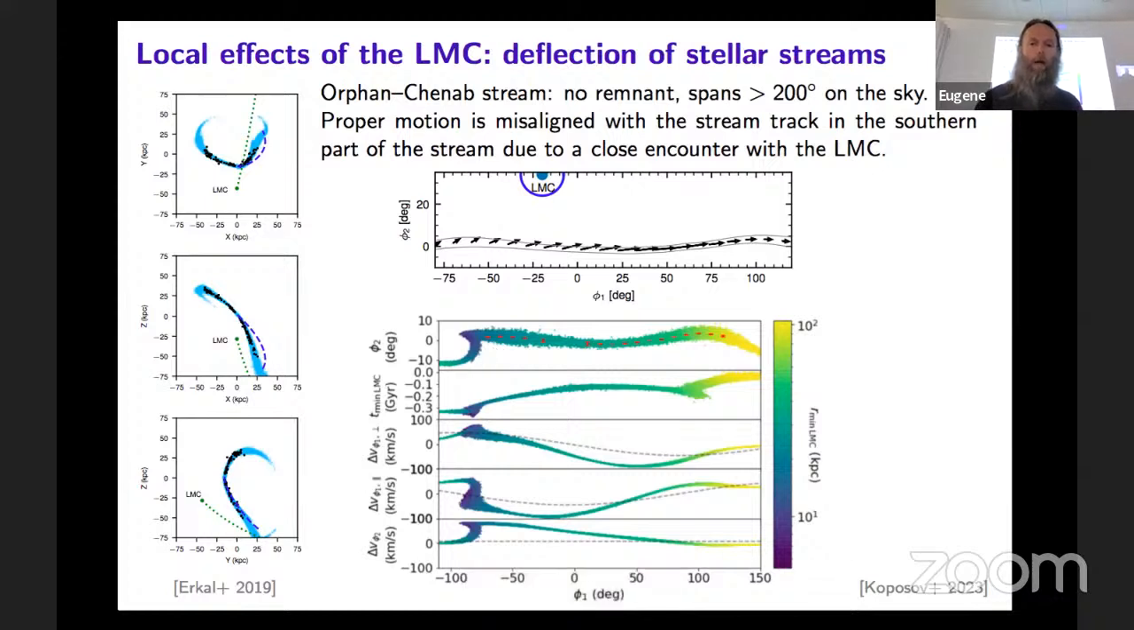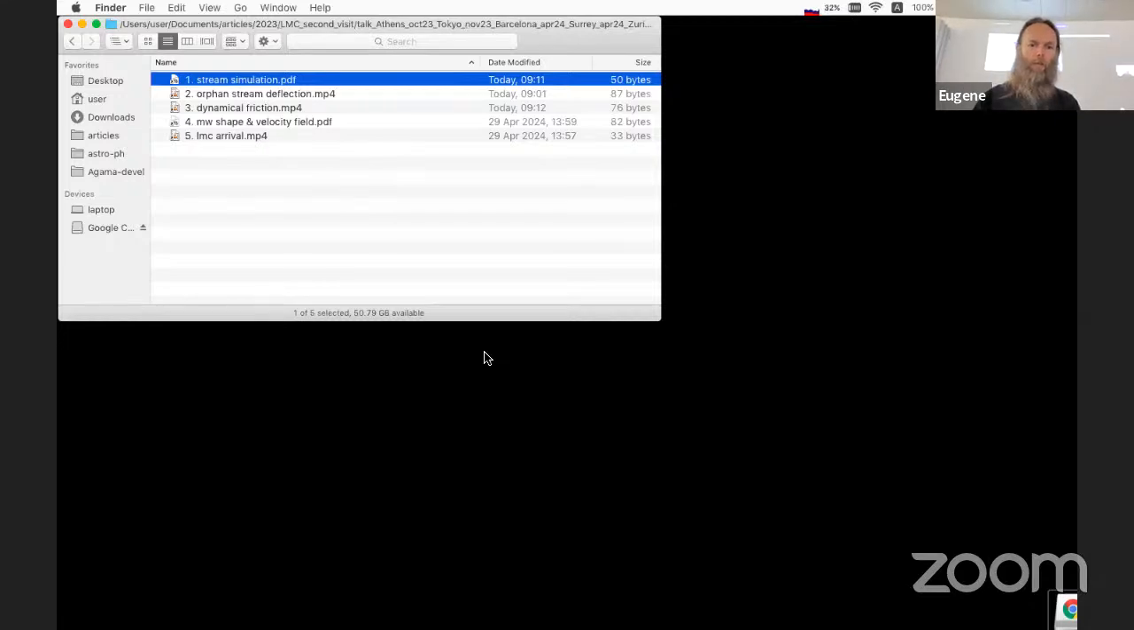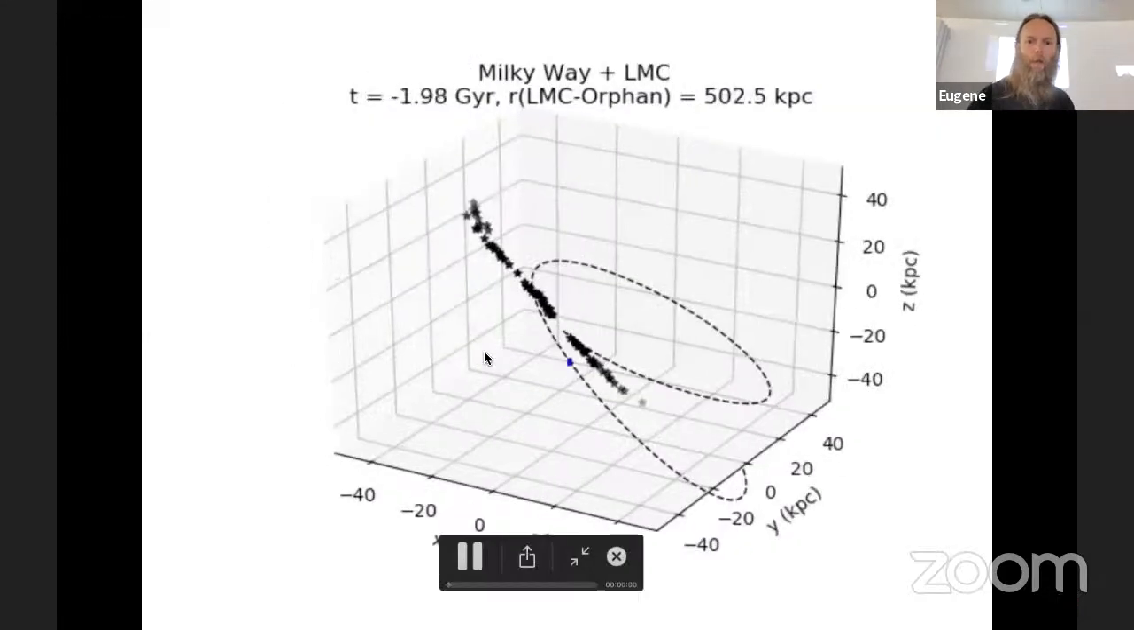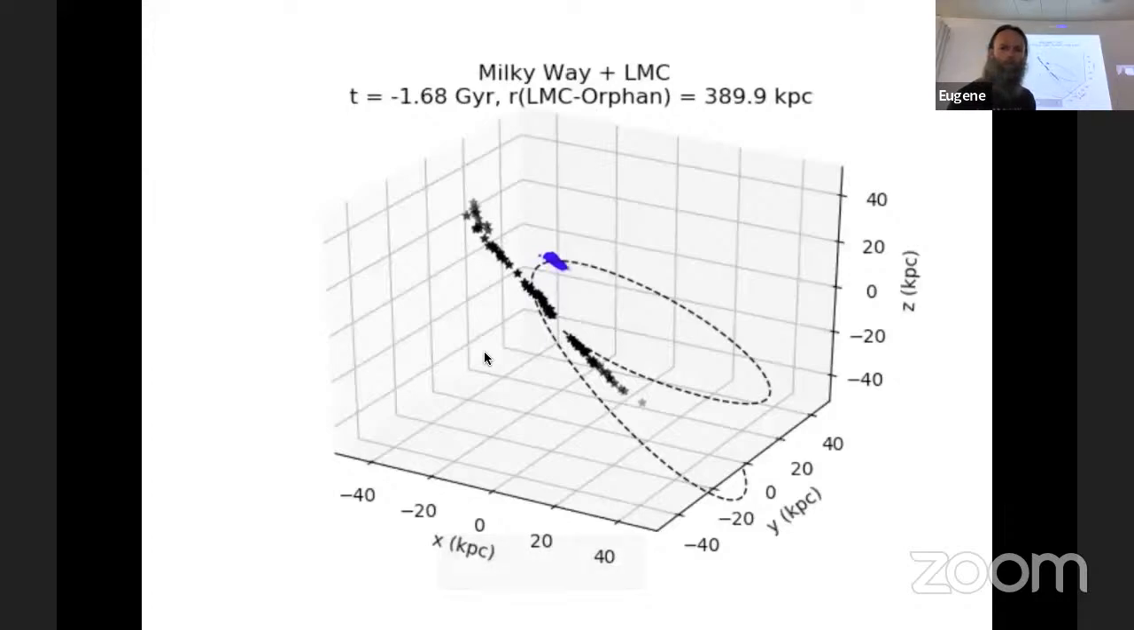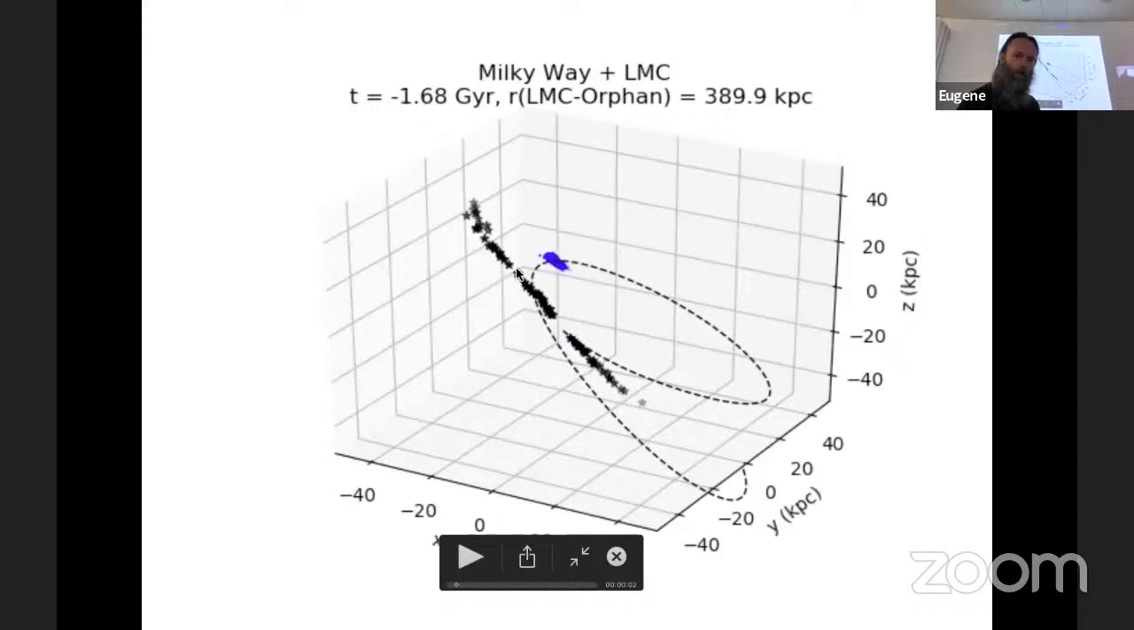it's not a straight line, it's distorted, and the wiggles here are a result of a close passage of the LMC. This study is already 5 years old, and it also had an illustration, which I think would help to understand what happens here.